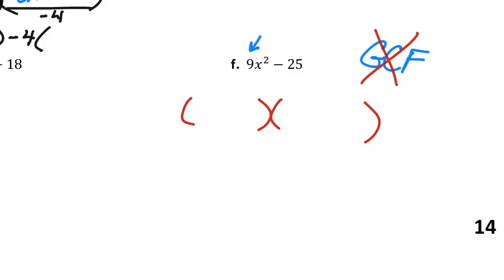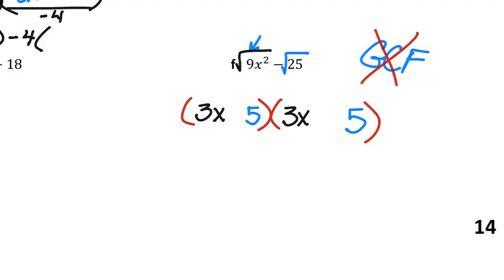When you take the square root, what is the square root of 9x squared? 3 what? X. Yes, you need the x. X times x is x squared. Take the square root of 25. What's the square root of 25? 5. That goes at the last part of each set of parentheses.